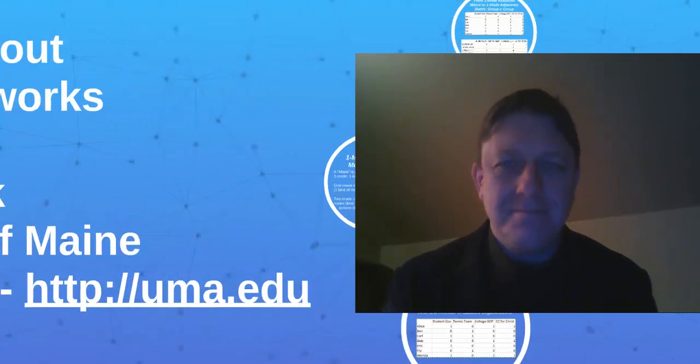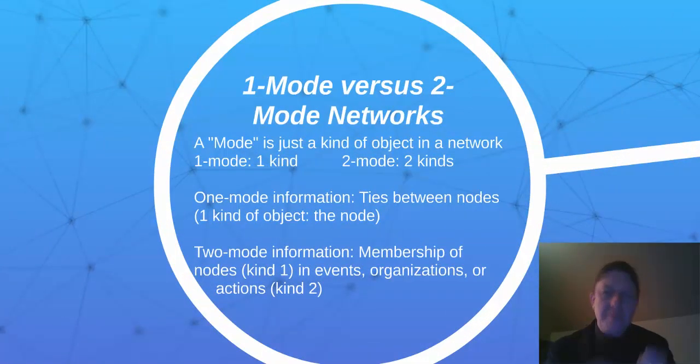Let's get started. So, what is the distinction between a one-mode and a two-mode network? Well, the word mode might make you feel a bit of panic, like this is a highly technical term, but it really isn't. A mode is just a kind of object in a network. So one-mode networks have one kind of object. Two-mode networks have two kinds of objects. That's the only distinction between the two of them. It's simple, just like a social network is simple.